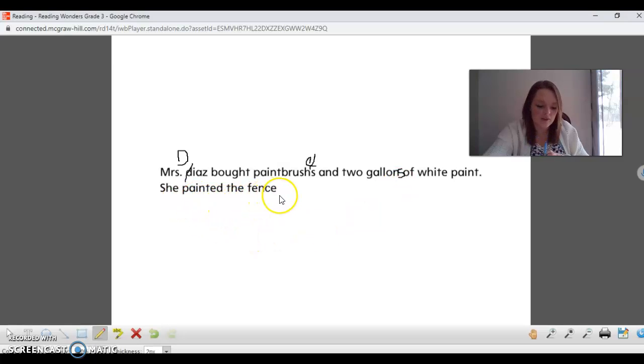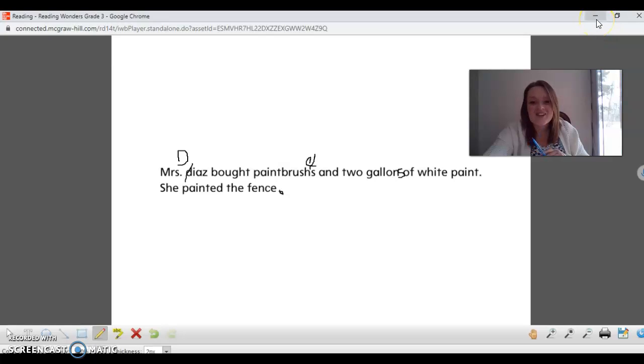Let's look at our last sentence. She painted the fence. Okay, what do we need at the end of a sentence? Always, always, always. Punctuation. So we need to put a period there because it is a statement. It is telling us something. That's supposed to be a period.